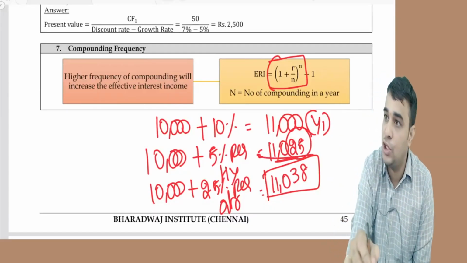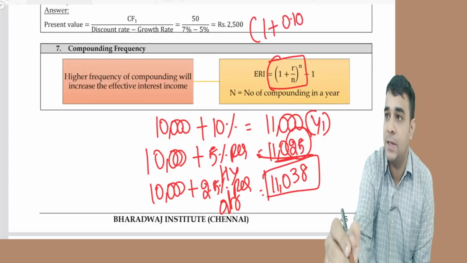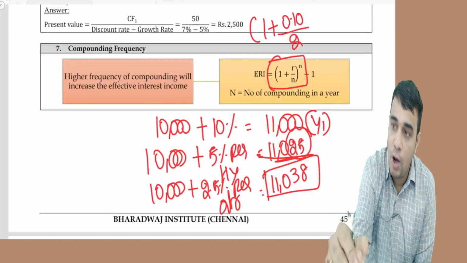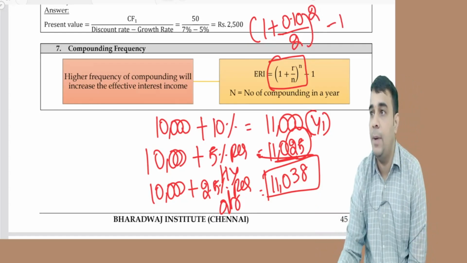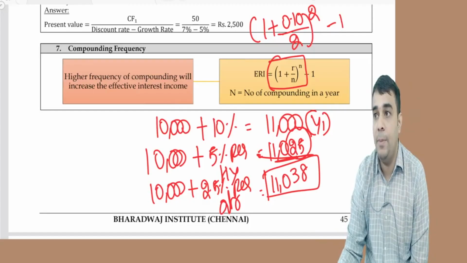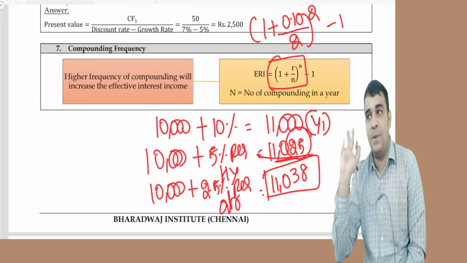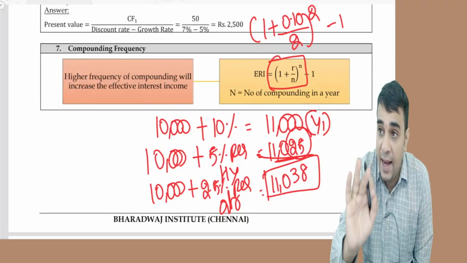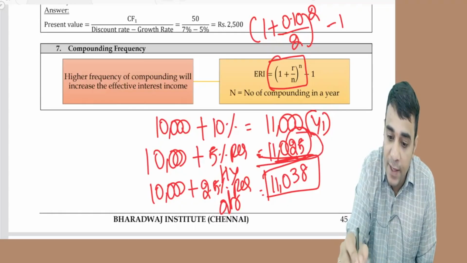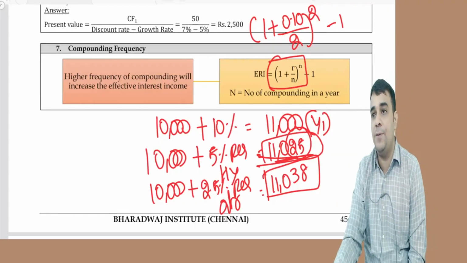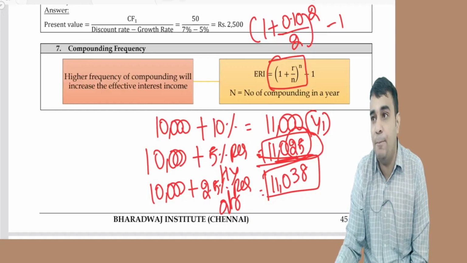For example, 11,025: 1 plus 0.1, where 0.1 is 10%. Half yearly compounding means (1 + 0.1/2) power 2, minus 1. That is 10% annual interest compounded half yearly. Compounded half yearly, you will effectively earn 10.25%. How will I get 10.25?